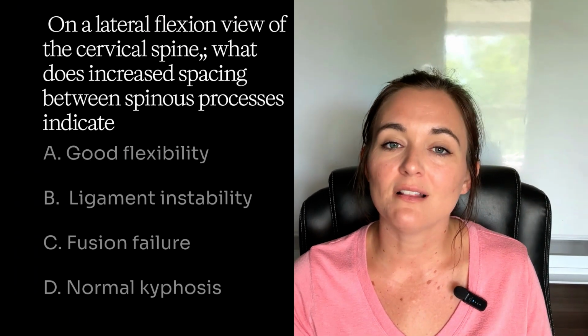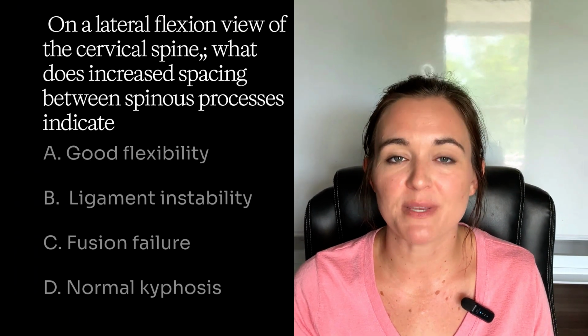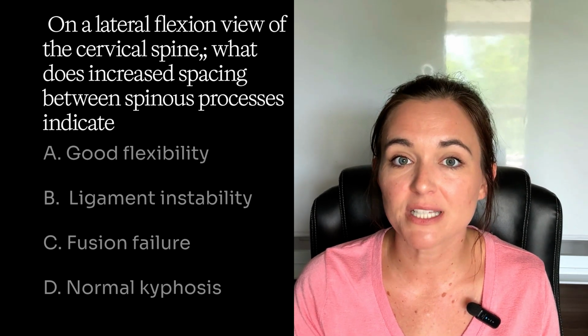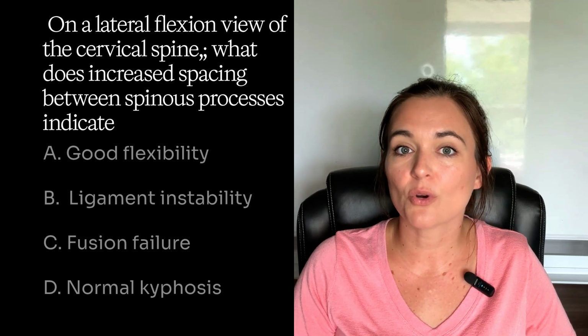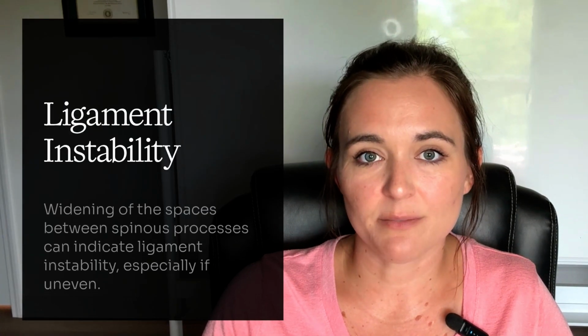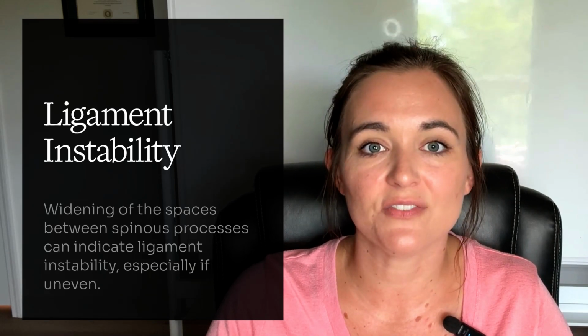Question 4. In a lateral flexion view of the cervical spine, what does increased spacing between spinous processes indicate? A. Good flexibility, B. Ligament instability, C. Fusion failure, or D. Normal kyphosis? Our answer is B. Ligament instability. That widening can be a red flag, especially if it's uneven.